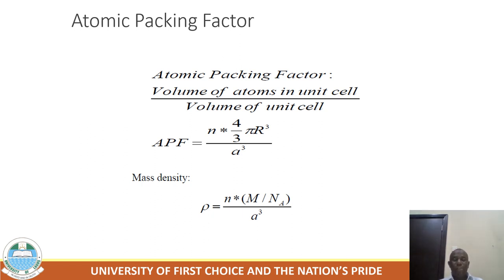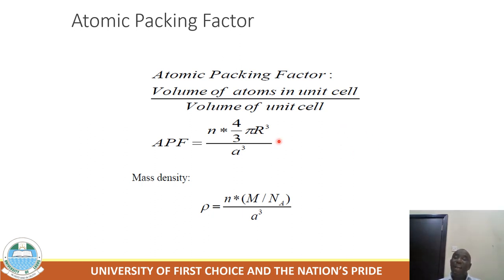Now, based on this, we introduce a concept that we call atomic packing factor. Because the crystals are considered to be spherical, in this unit cell, which is considered to be a cube, the number of atoms that you have in that cube divided by the unit cell gives you the atomic packing factor. This parameter that we call APF is used in determining the ability of your crystals for alloying.